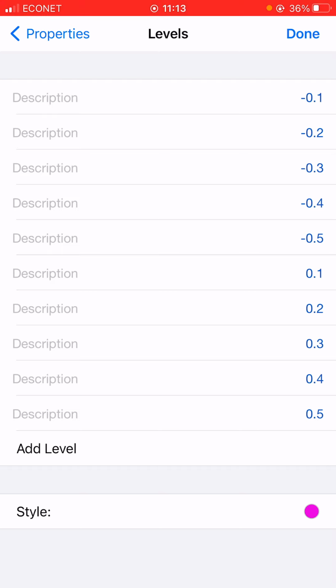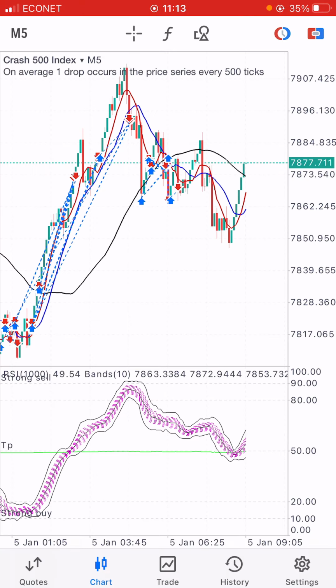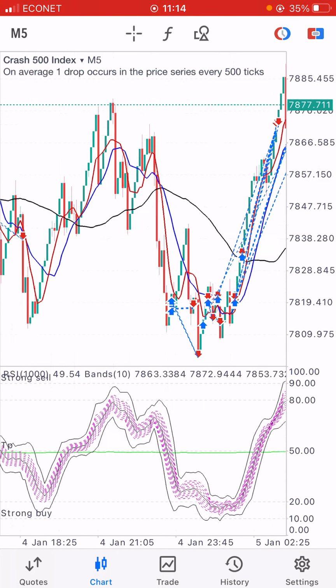And then we're going to switch to positives now. As you can see, I'm also going through these just to confirm that I have the correct settings. So we're going to go from 0.1 up to 0.5, and then you can also choose the color of your choice. With that said, we'll click done, and now you can see we have something like this on our charts.